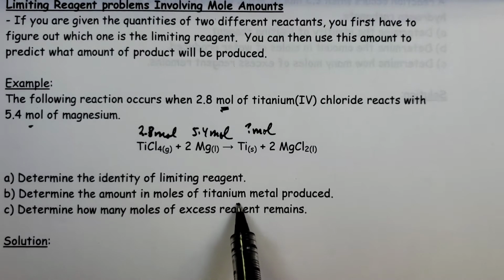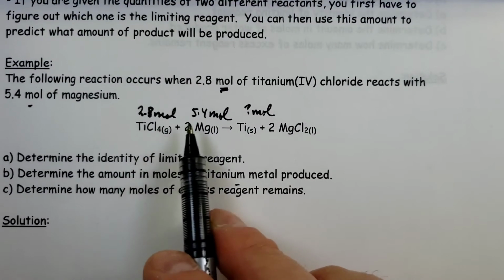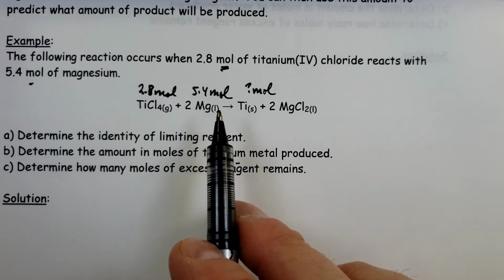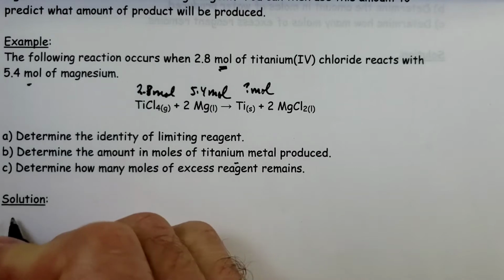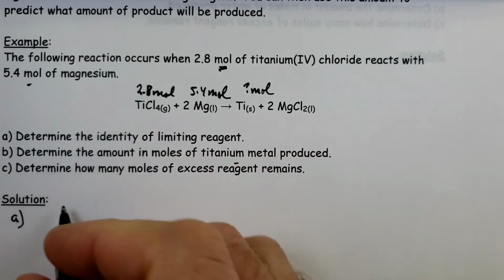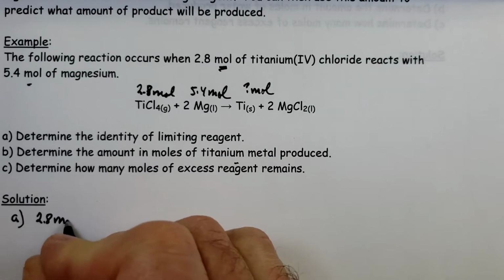So we'll look at this two different ways. We'll try to use up all the 2.8, see if we can do it, see if we can use up all the 5.4, and then we'll get an indication in terms of which one will be limiting and which one will be excess. So over here, part A, we're going to do that first. So let's figure out if this 2.8 gets entirely used up.